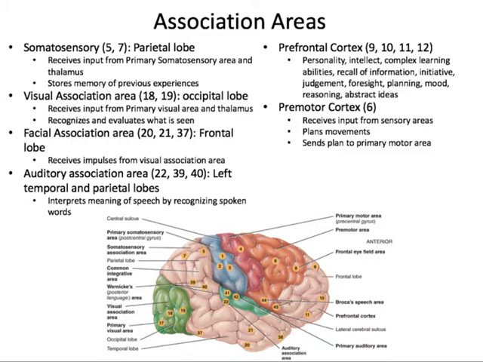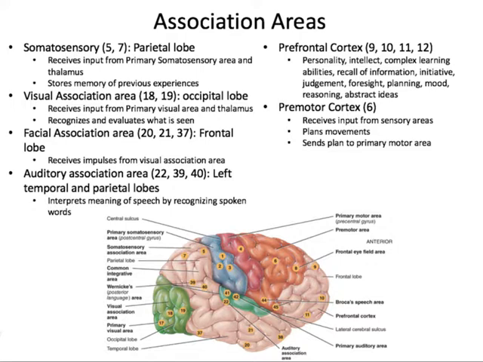So the input's going to come into the primary somatosensory area through the thalamus, and the association area is going to help understand that information that's coming in, and it's also going to help store the memory of previous experiences, so you can learn from this and know what that sensation is very quickly next time it happens. Your visual association area is going to be right next to the primary area in the occipital lobe. So again, as the input comes in that you're looking at something round and red and small, it's going to recognize what that is, remember what it is from last time, and help you understand and process what you're seeing.